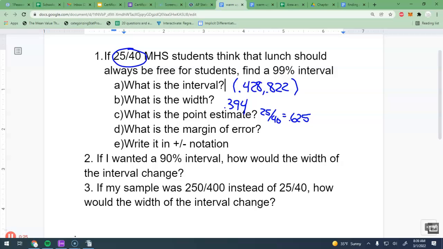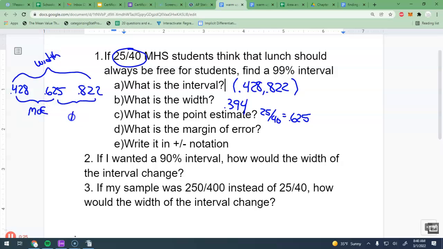So the margin of error is going to be half of this distance, so you can cut this number in half, or you could do this number minus the middle, so you've really got 0.428, 0.625 in the middle, and then 0.822. So the whole thing is the width, and then that's your margin of error, and so is that. So you can subtract these two, or you can take that width and just cut it in half. So all of those are valid methods.